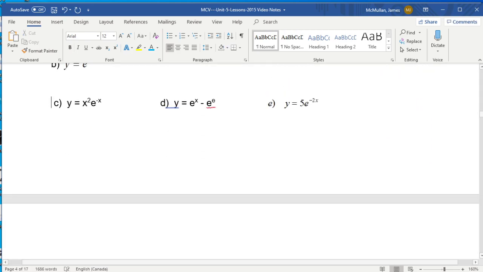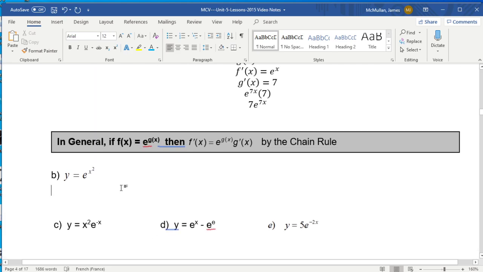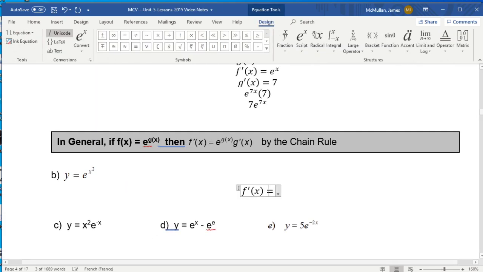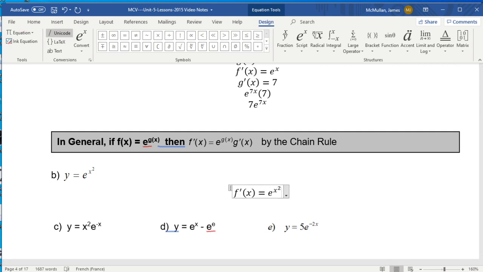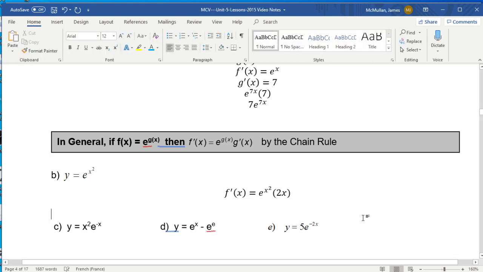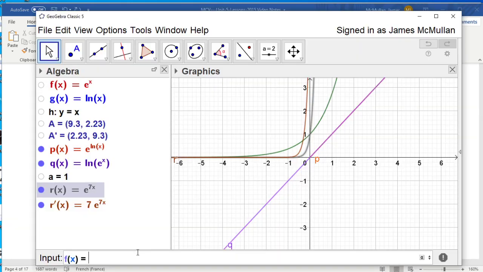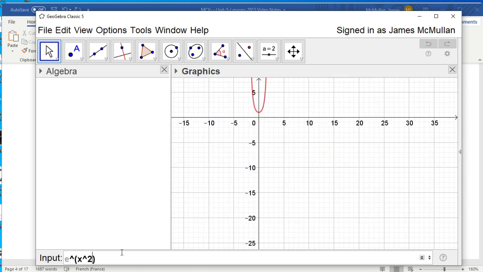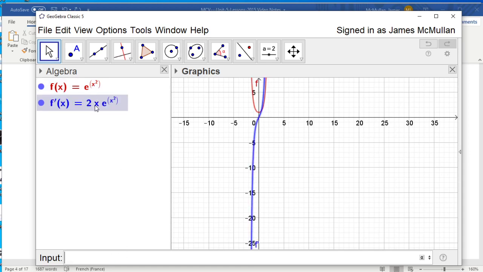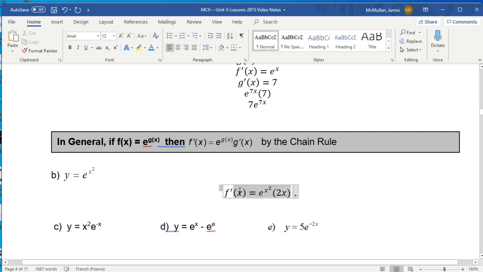First one. It says e to the power of x squared. So the derivative f prime is equal to e to the power of x squared. Don't touch it. And then take the derivative of the exponent. The derivative of the exponent is 2x. So there's your derivative, right? Again, let's just double check. Let's go back here. E to the power of x squared, and then I go derivative f, and I get 2x times e to the power of x squared, right?